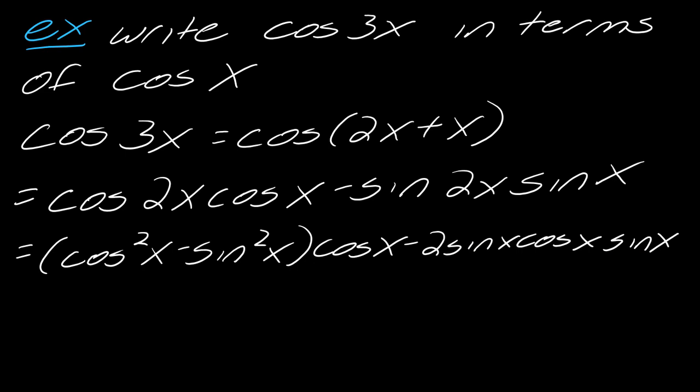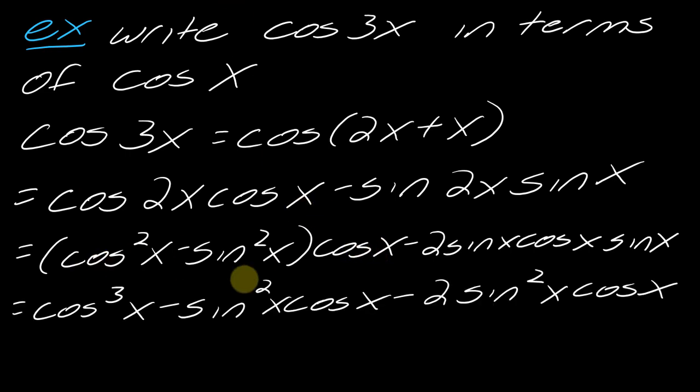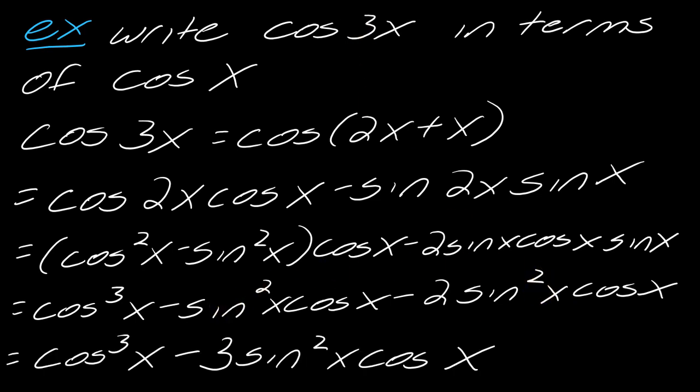Okay. All right, so now it's time to do some algebra, you know, distribute things, whatnot. So I distribute this cosine x to get cosine cubed x minus sine squared x cosine x. And then this term here becomes 2 sine squared x cosine x. So, okay, now I have these like terms. So I can go a step farther so that this becomes cosine cubed x minus 3 sine squared x cosine x. Oof, okay, so now, am I done?